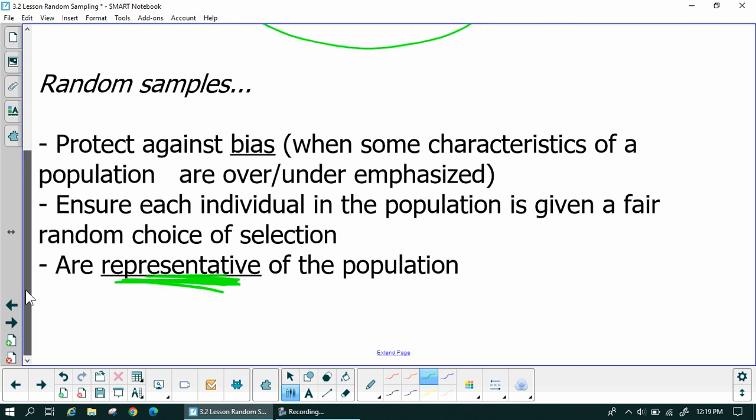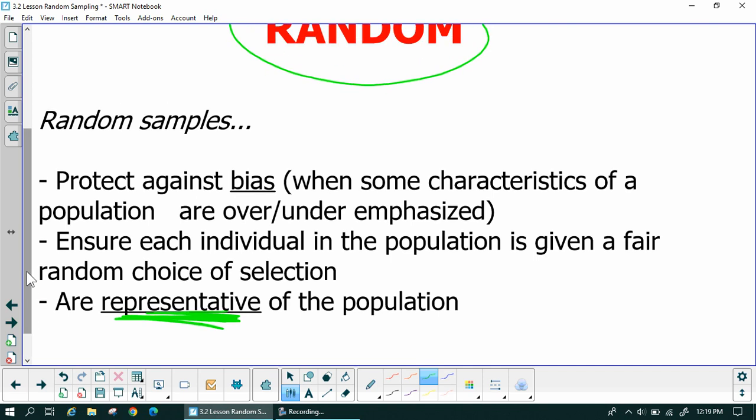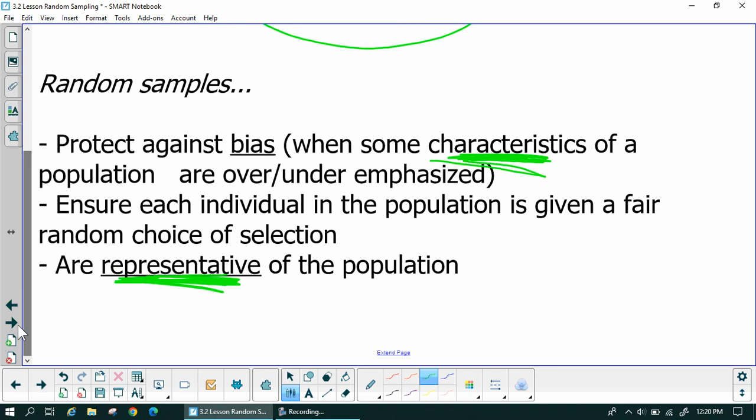So a bad sample of students in our building, if we wanted to find out something about all of our students in our building, it would be a bad idea to just ask the seniors. They would have some sort of characteristic, perhaps their age, the amount of time they've been in school, the amount of time they have left in school, something in common that would bias them compared to freshmen, sophomores, juniors. So when getting a sample, we want it to represent our entire population that we're interested in.